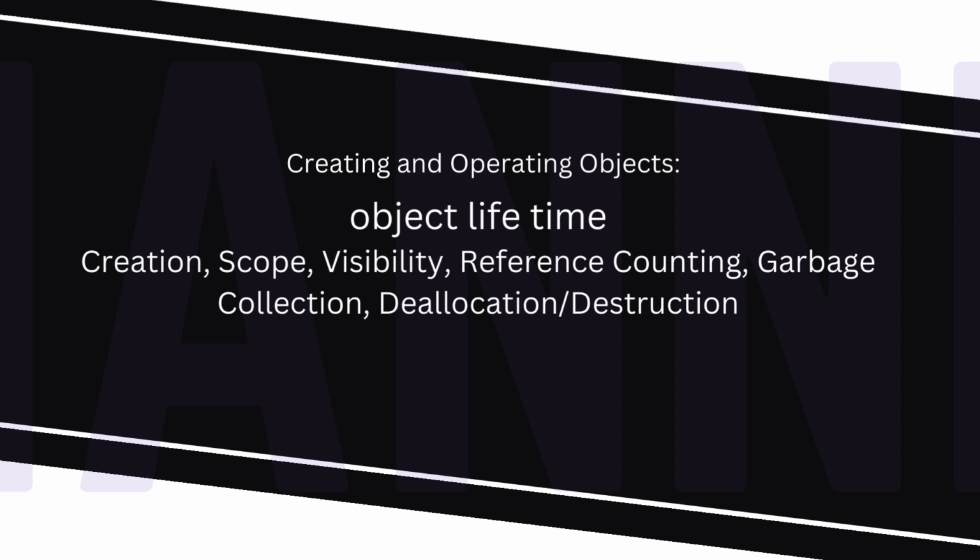Scope. The scope of an object refers to the portion of the program where the object is accessible and can be referenced. Object scope is influenced by factors such as the location where the object is declared (local, instance, or static) and the programming language's scoping rules. Visibility. The visibility of an object determines where in the program the object can be accessed. Some objects may have local visibility, while others may be globally accessed.